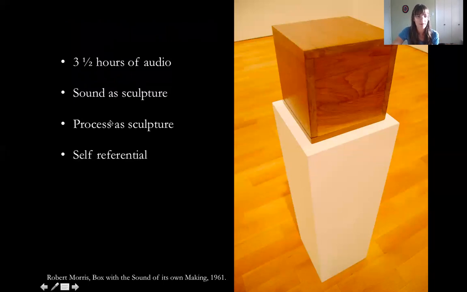Here are some notes on it. Sound is sculpture, process is sculpture. It's referencing itself, right? Its own making.